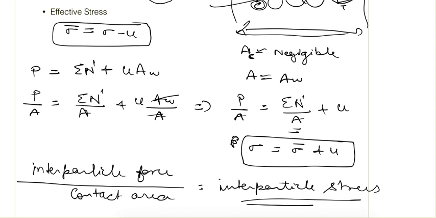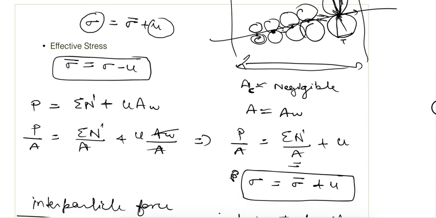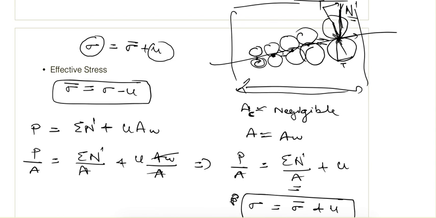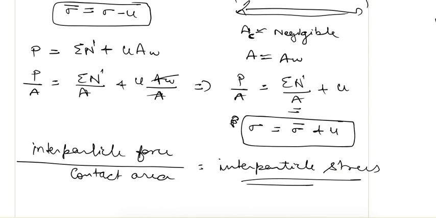But this is not interparticle stress. Interparticle stress could be measured if we knew the contact area, but because this term is the interparticle force divided by the gross area, it is not a measurable quantity, and it can only be found out by the difference of total stress and the pore water pressure.